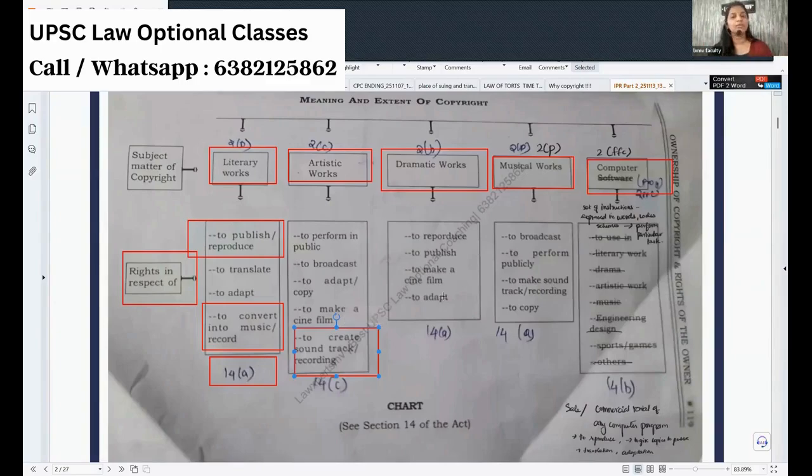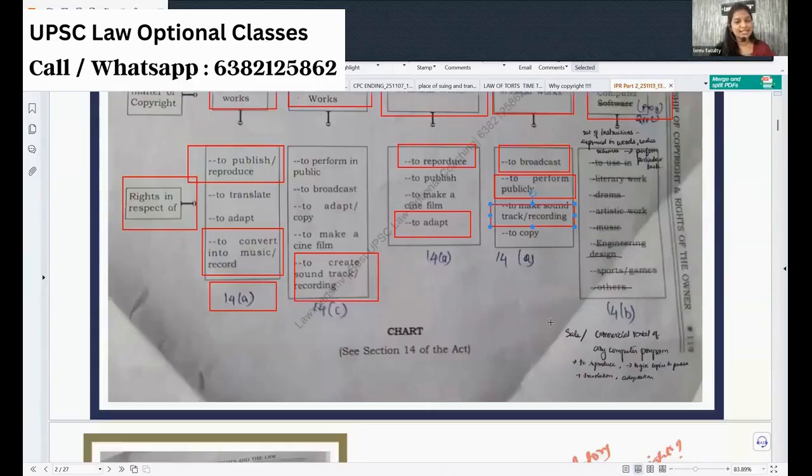Now, coming to dramatic works, you cannot reproduce it, publish it, or make a cine film of it or adapt it, given under 14A itself. Next, coming to musical works, you cannot broadcast it, perform it publicly, make sound recordings, or copy it. And finally, coming to computer programs, you cannot sell it or commercially rent it, or reproduce it or give it for purchase for someone. It is given under 14B.